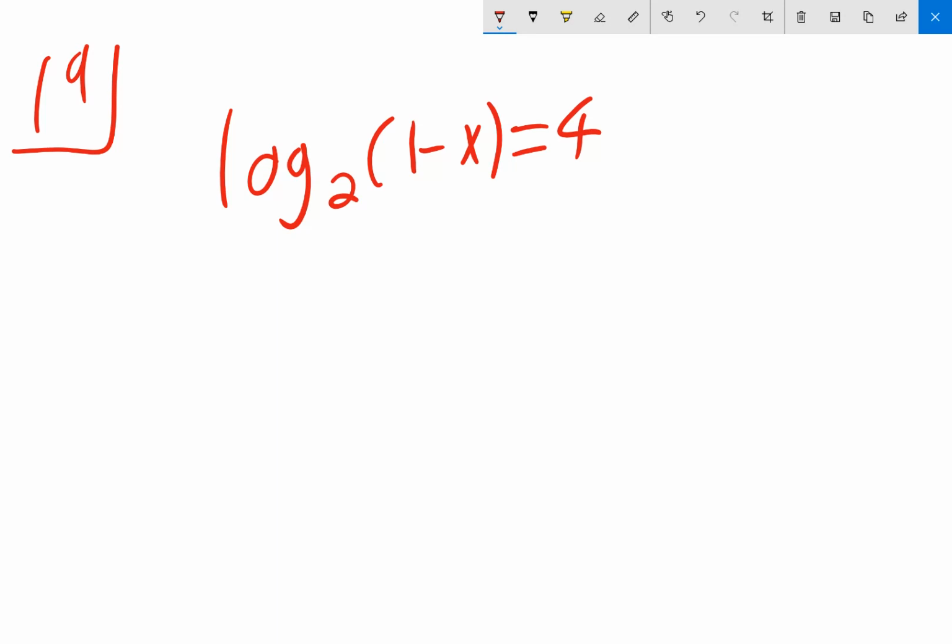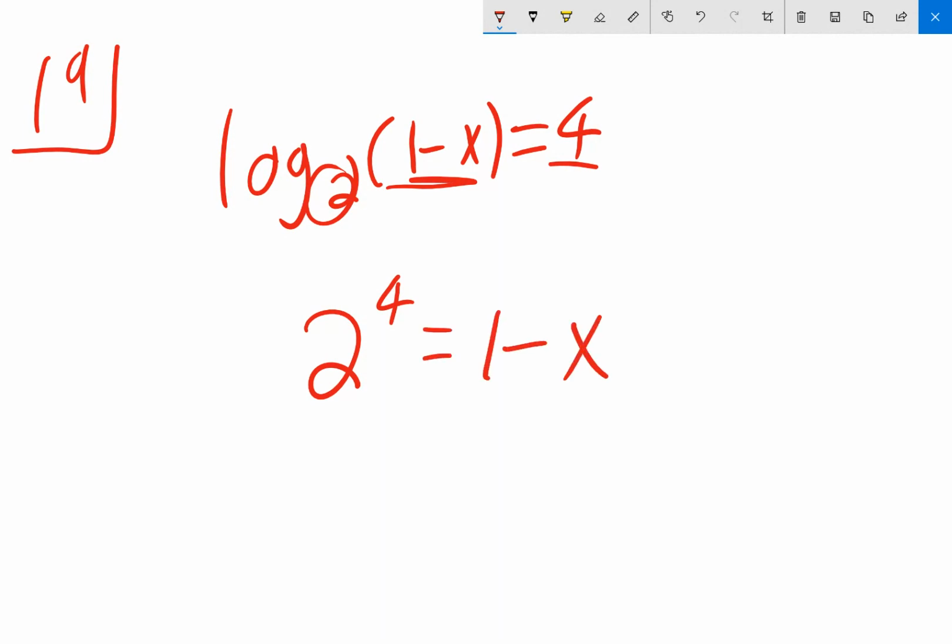So if you do that, you're going to have this 2 as the base of the exponent form. 4 will be the exponent for it, 2 to the 4th power. And then 1 minus x is what this is equal to. So now you've converted your logarithm into an exponential equation, and now you can solve it because 2 to the 4th power is a number. 2 to the 4th power is 16. So really we just have 16 equals 1 minus x. So it's a very simple equation.